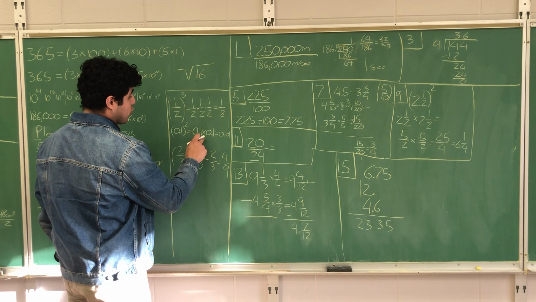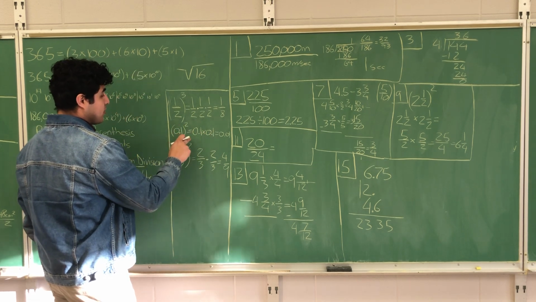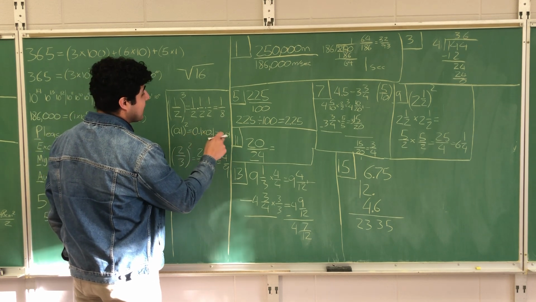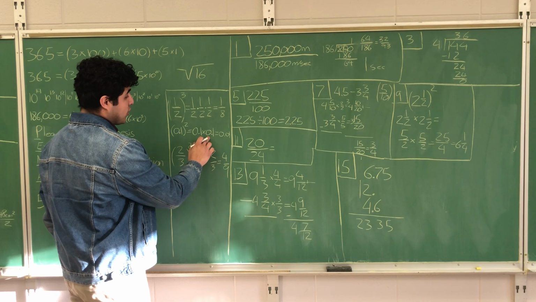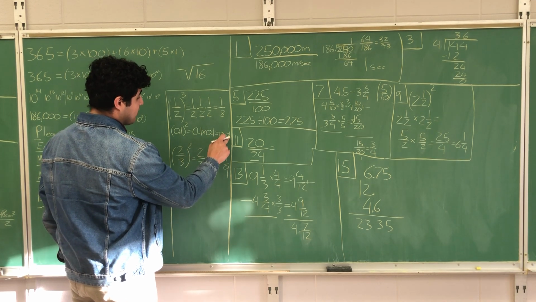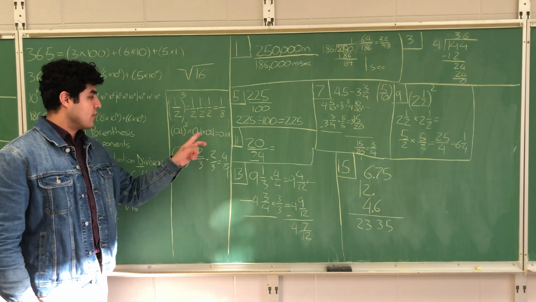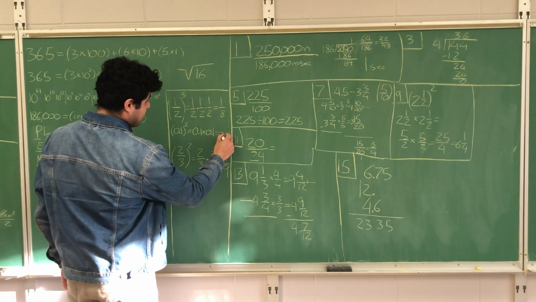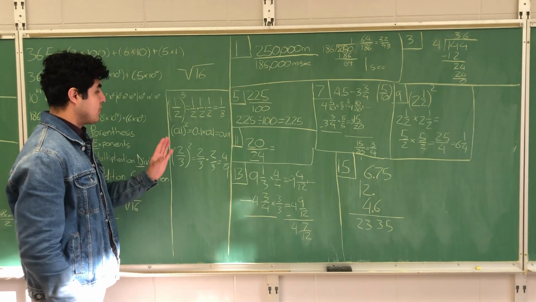So 0.1 would be multiplied by 0.1. If this were 3, it would be 0.1 times 0.1 times 0.1. In this case, it's 2. 0.1 times 0.1 equals 0.01. And we'll talk about this in a minute. The reason why there's 2 decimals is because when we multiply these two together, it creates 2 decimal places.